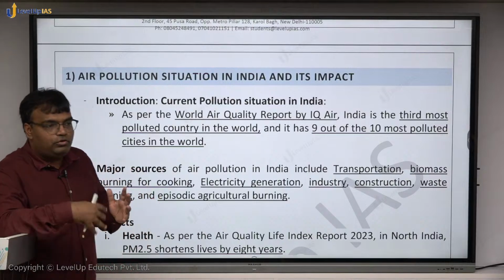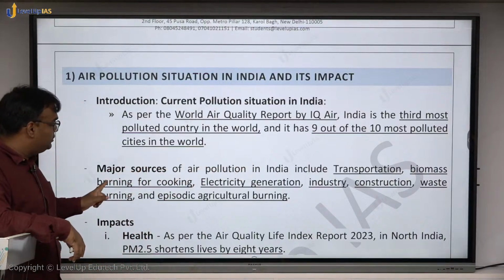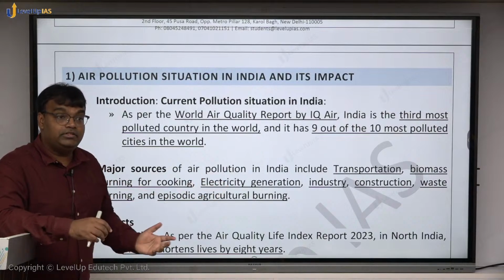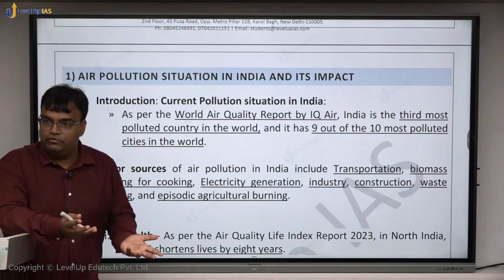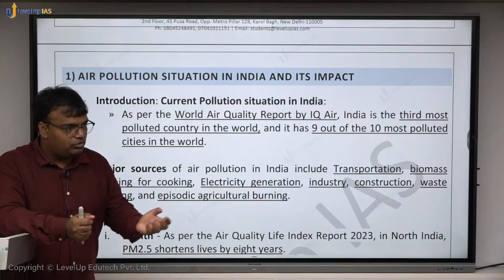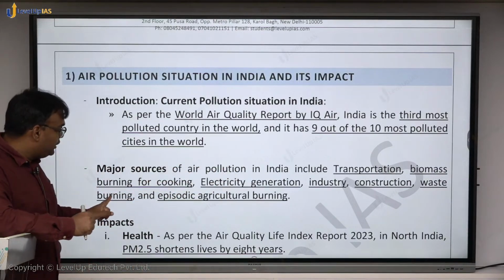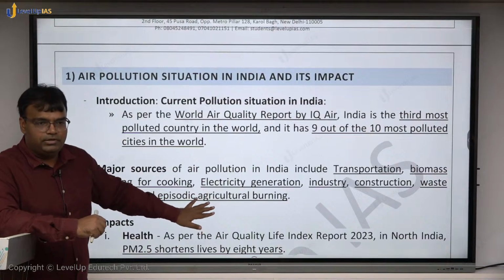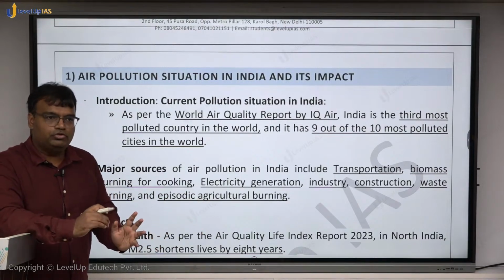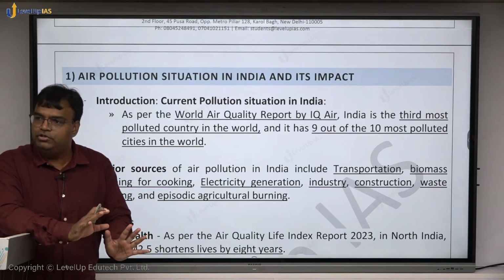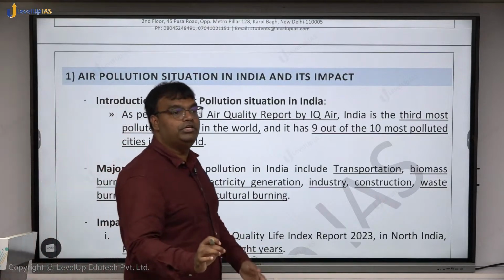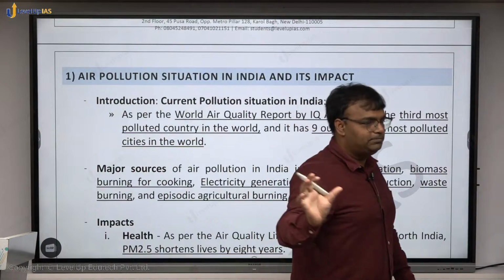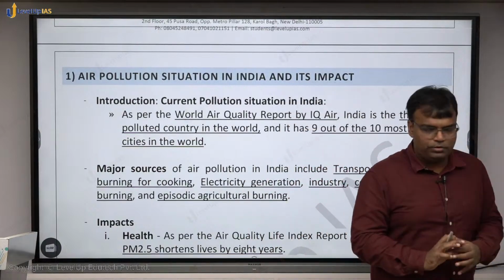So what are the causes? Transportation, biomass burning for cooking, electricity generation. When most of our electricity comes from fossil fuels, coal is burned, petrol is burned. Construction, waste burning and agricultural burning. These are some of the reasons because of which India suffers from a huge amount of pollution. I hope if the question is asked what are the main reasons for pollution in India, then you will be able to expand these points. Here I have only given small points.